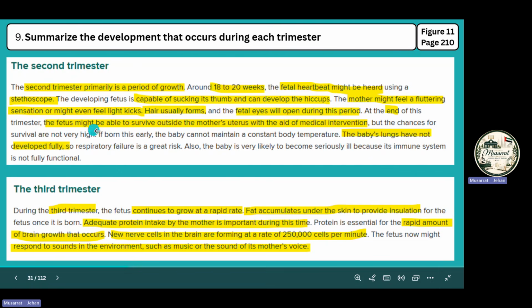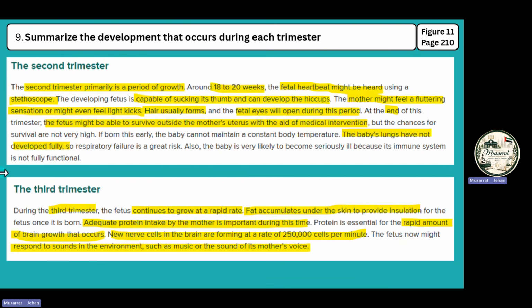The fetus might be able to survive outside the mother's uterus with the aid of medical intervention, but chances for survival are not very high. The baby's lungs have not developed fully, so respiratory failure is at great risk. Lungs will develop in the third trimester.